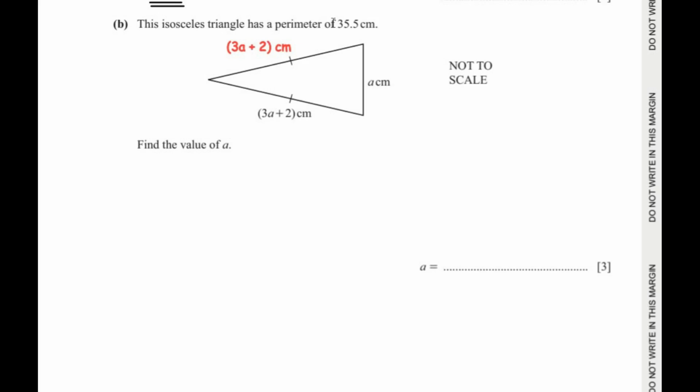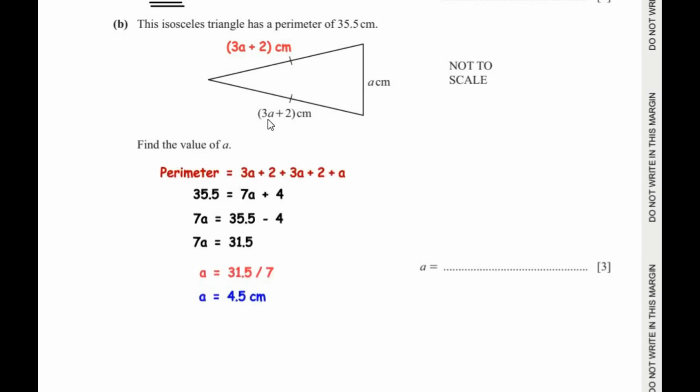Now the perimeter of the triangle is given as 35.5 centimeters, and we know that the perimeter of any shape is the sum of all the sides of the given shape. So let us write here the perimeter as 3a plus 2 plus 3a plus 2 plus a. Perimeter is given as 35.5 centimeters, so we have substituted its value over here. Now adding the like terms, 3a plus 3a gives us 6a, and 6a plus 1a gives us 7a, plus 2 plus 2 gives us 4.